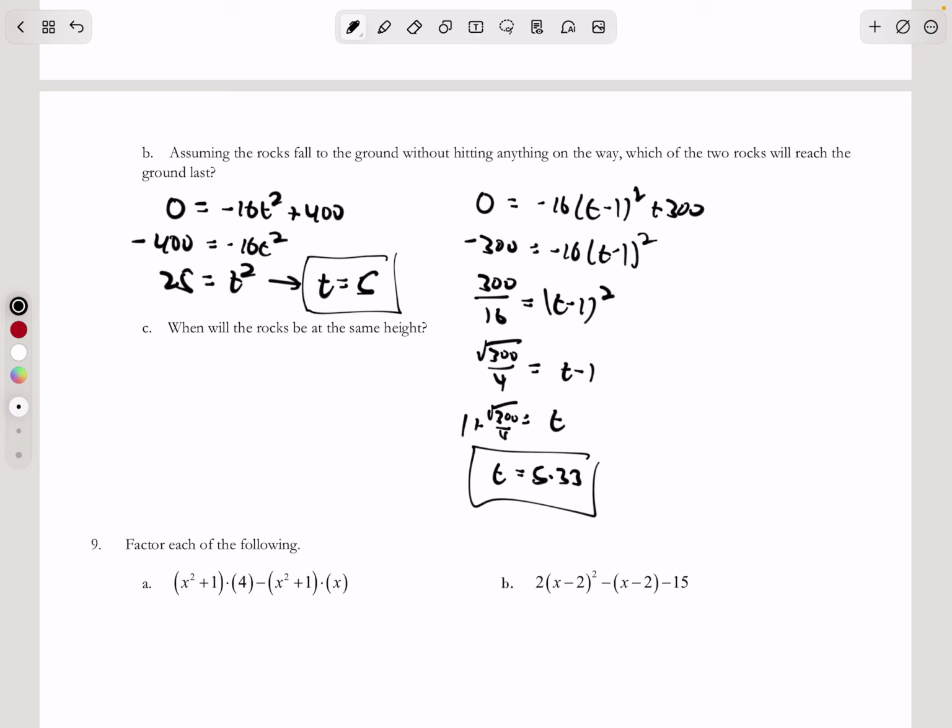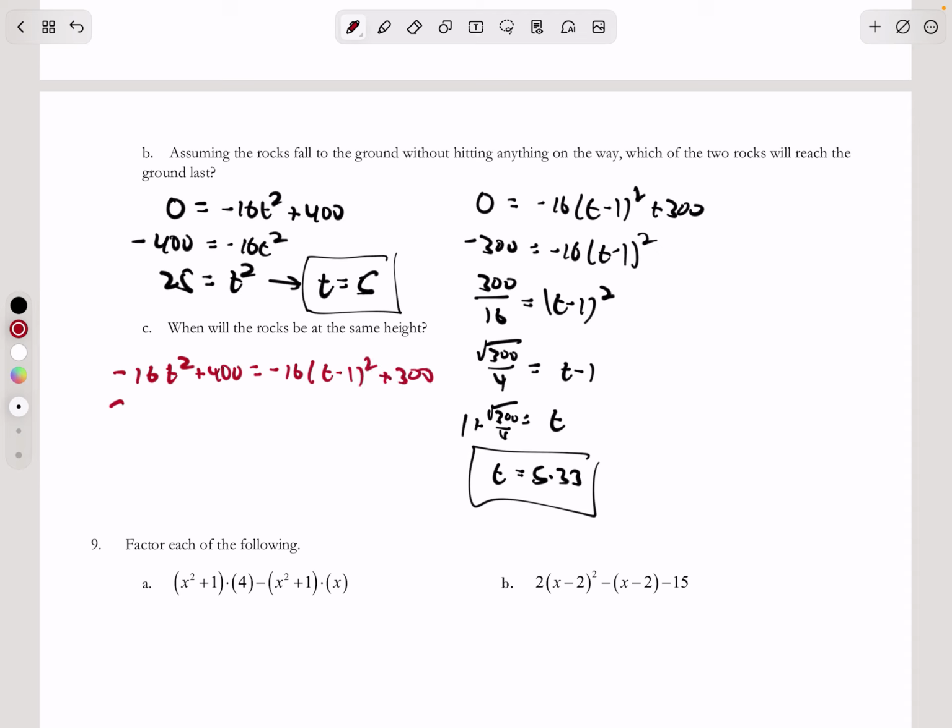All right, and then part C I'll do in a different color because I've kind of bled into the space. When will the rocks be at the same height? We'll just set these equations equal. Now, depending on what class you're in, one class we didn't do this problem at all. We're going to do it tomorrow. The other class, I just said do it on a calculator, but since I've got the time here in the video, I'm going to actually do it.